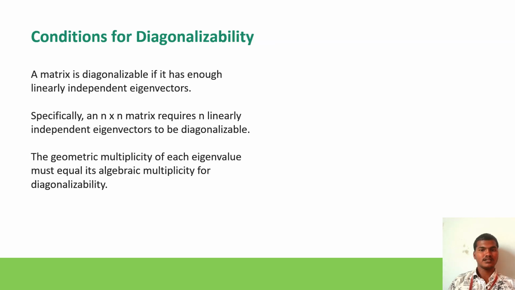Conditions for diagonalizability. A matrix is diagonalizable if it has enough linearly independent eigenvectors. Specifically, an n by n matrix requires n linearly independent eigenvectors to be diagonalized. The geometric multiplicity of each eigenvalue must equal its algebraic multiplicity for diagonalizability.